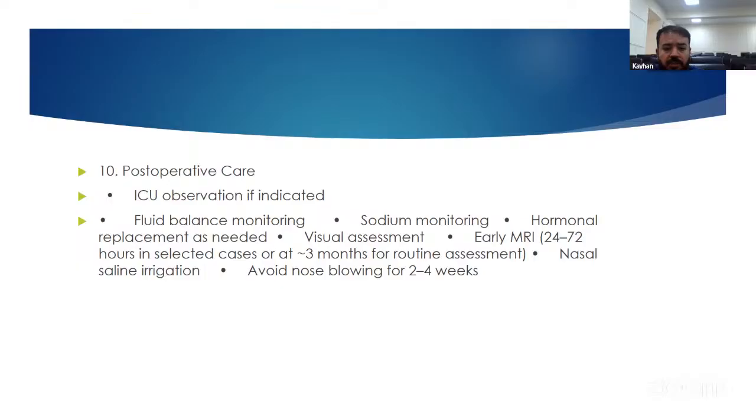I don't know, you could share your experience. And we use nasal saline irrigation and advise avoiding nose blowing for 2 to 4 weeks. That's what we advise the patient after the surgery.